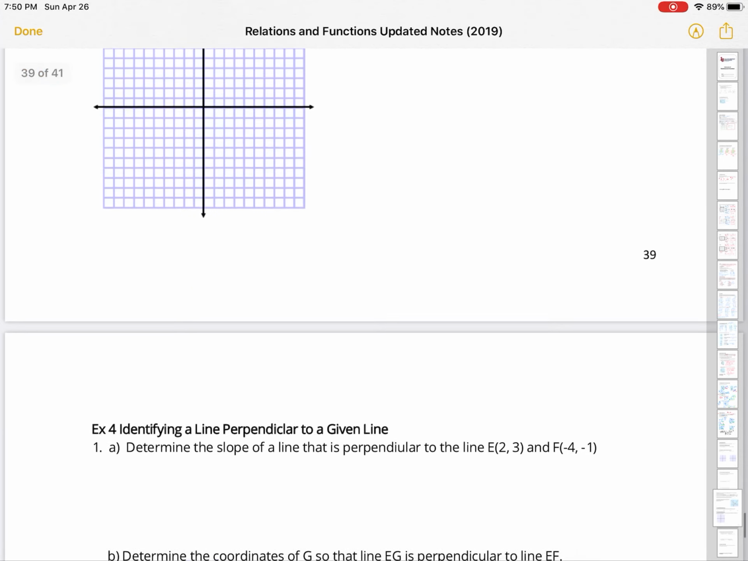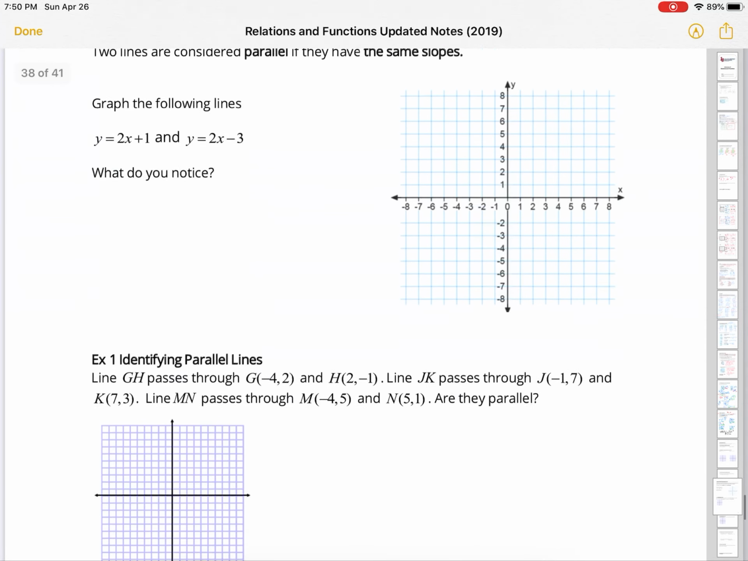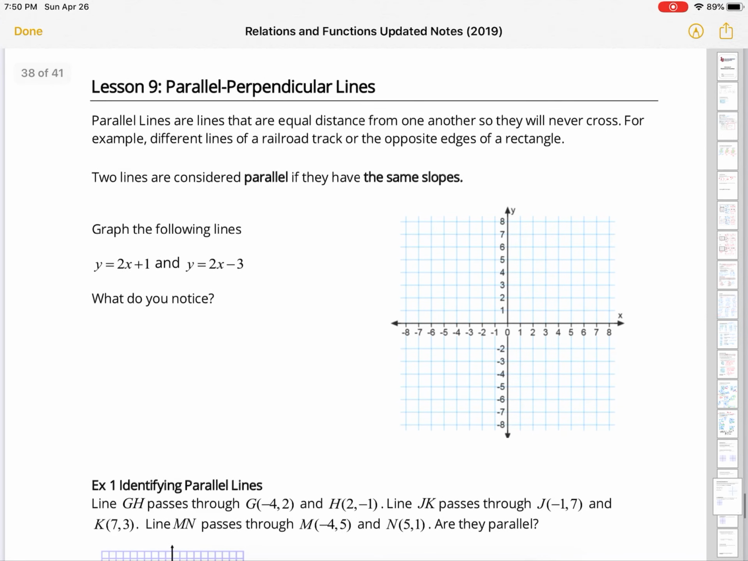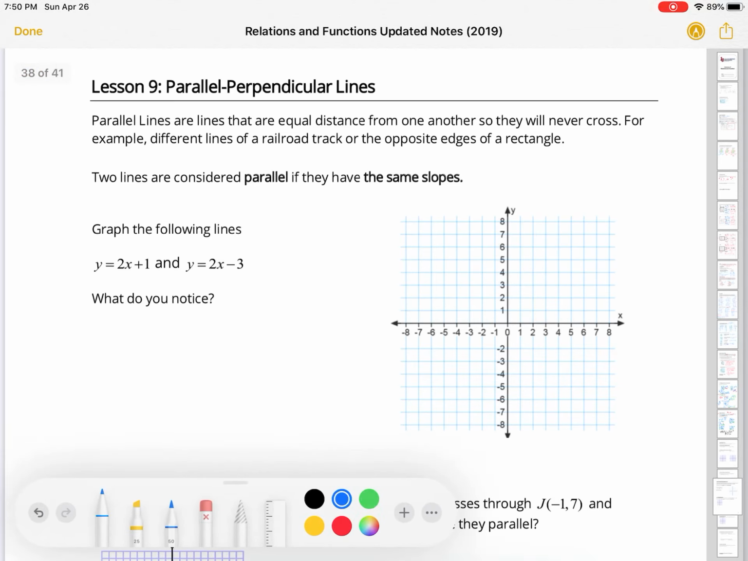Okay, so we are looking at relations and functions, parallel and perpendicular lines. So it's lesson 9 in your notes package, page 37. You may notice that we're skipping a lesson just for essential learning outcomes.